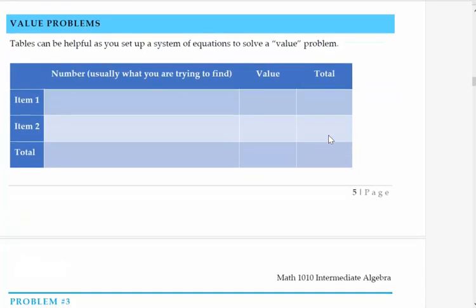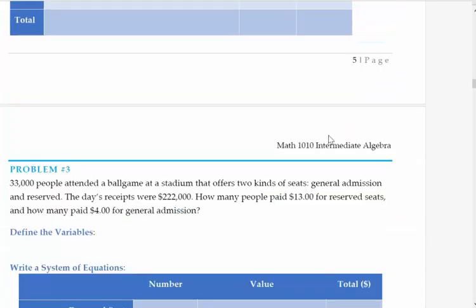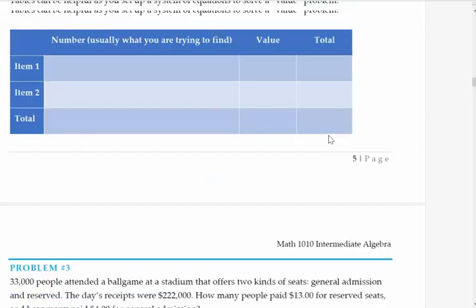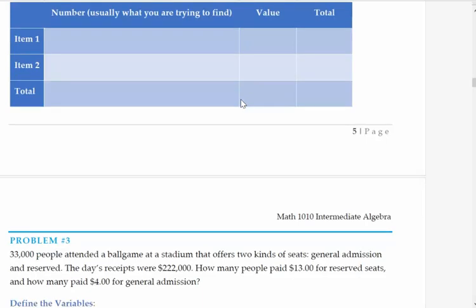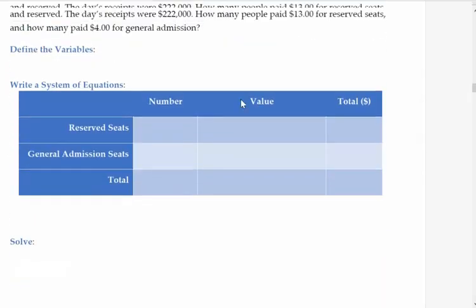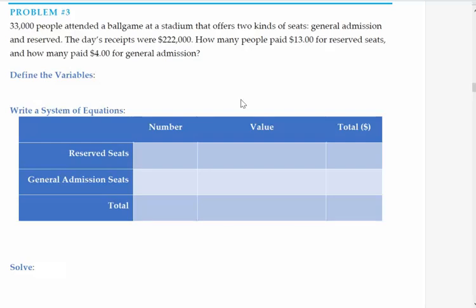Okay, so these next ones are called value problems. However this is set up here, I like to put things in a table just to be able to organize the information, make sure I know what's what. Usually we're putting the different items down the side, and then we're going to do the value and the total there. So let's look at this one because I already have one set up here.